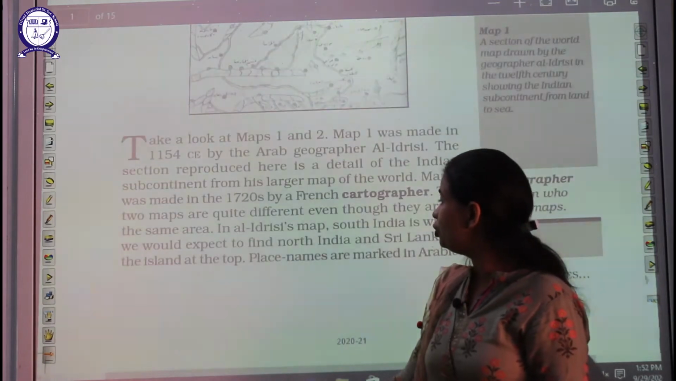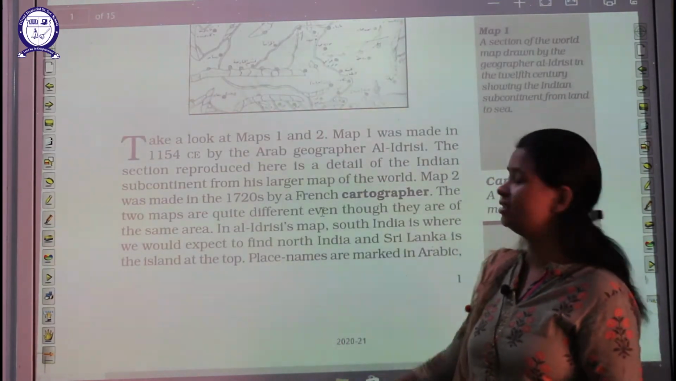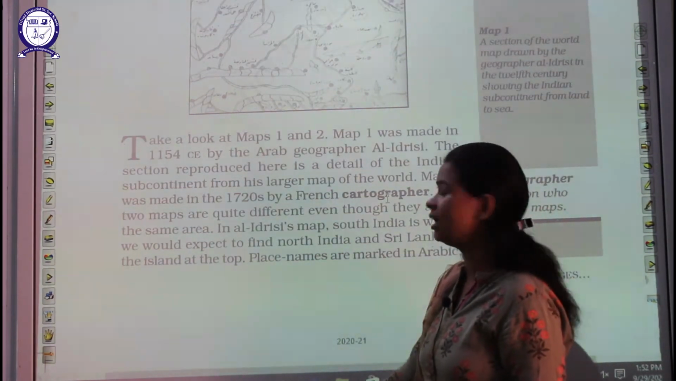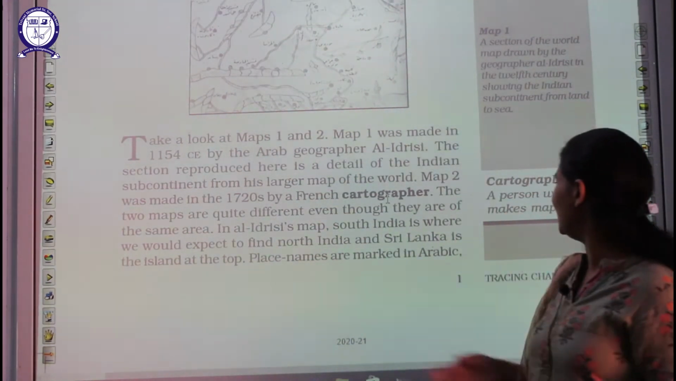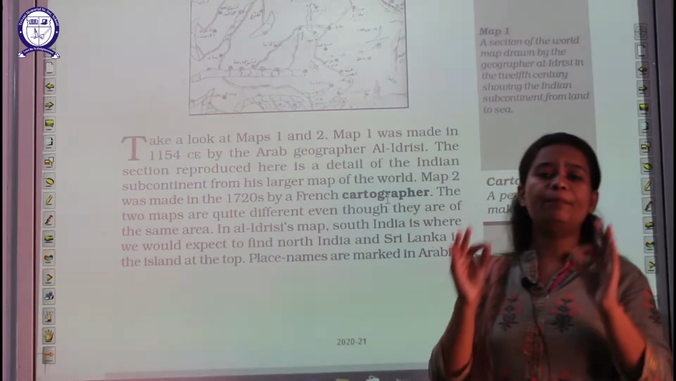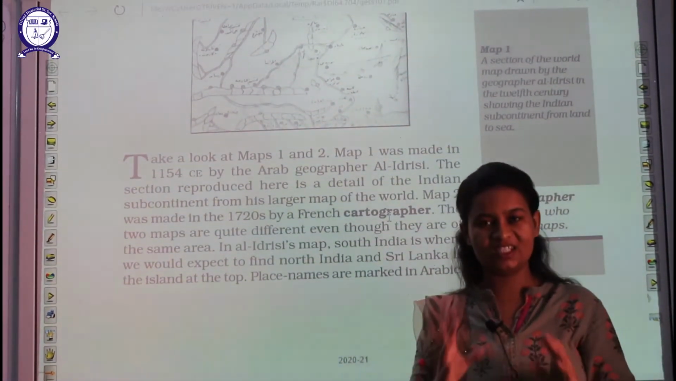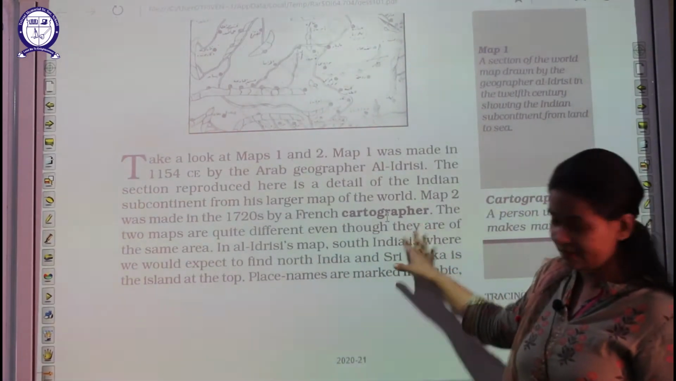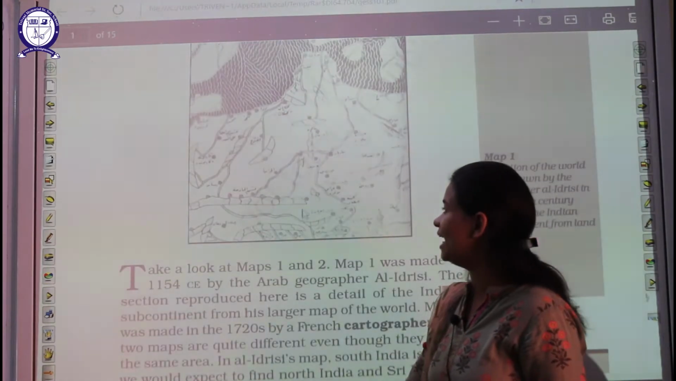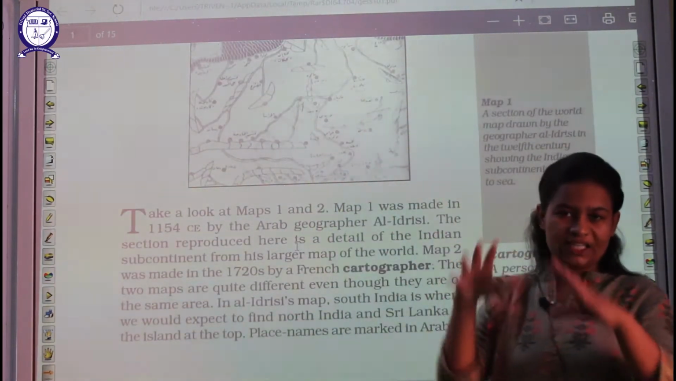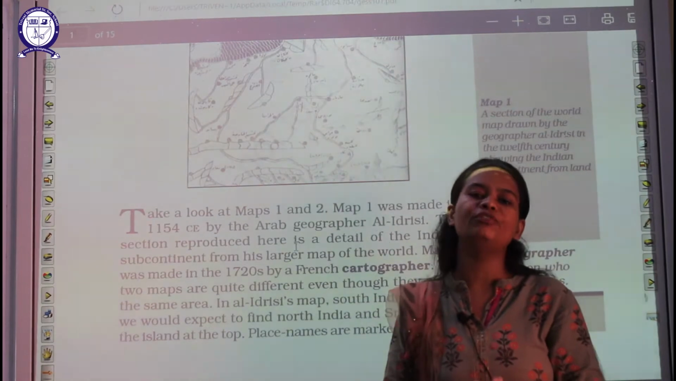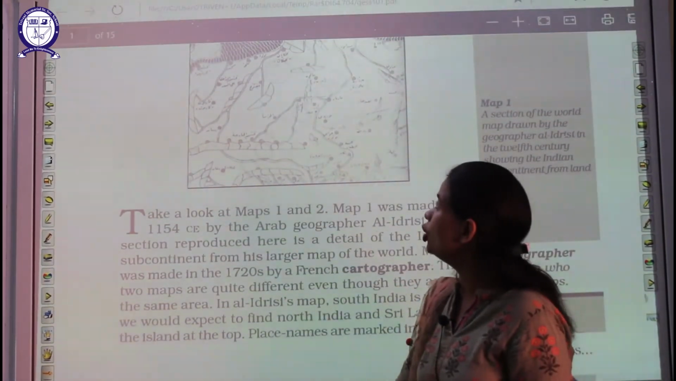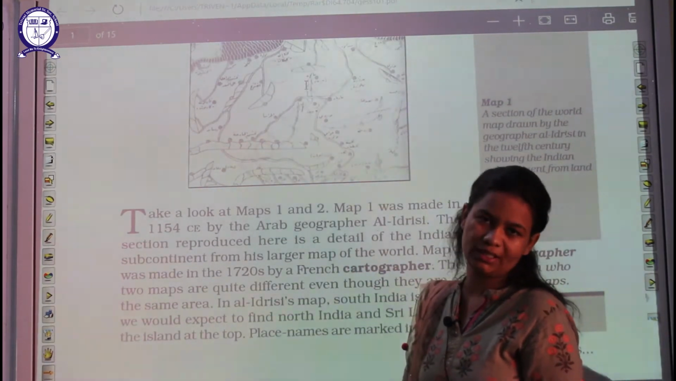Now first of all, as I already told you, Al-Idrisi was a great cartographer. So we need to know who a cartographer is. You can see here clearly, students, a person who makes maps is called a cartographer. Now according to Al-Idrisi, or according to this map, the South Asia region or southern part of the Indian map, and especially Sri Lanka, exists in the north part of the subcontinent.